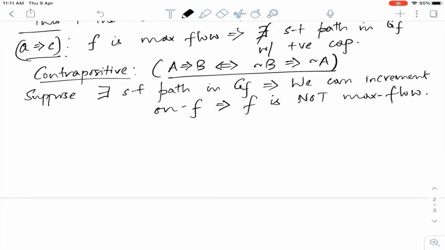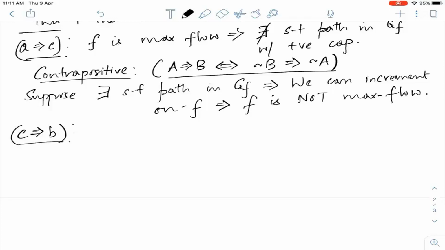Okay, so we are two-thirds of the way down the line. We have proved that B implies A. We have proved A implies C. The only thing that is remaining now is C implies B.